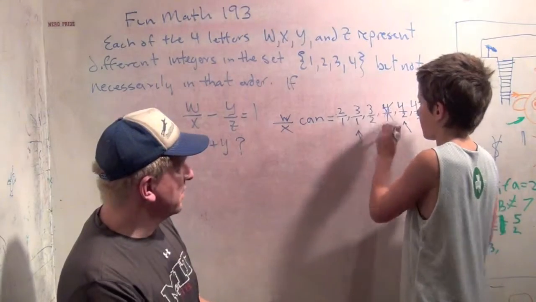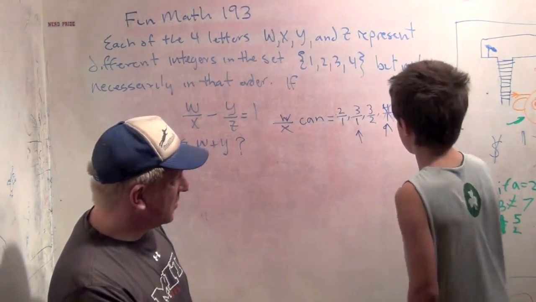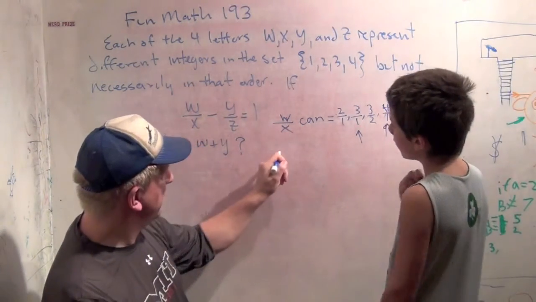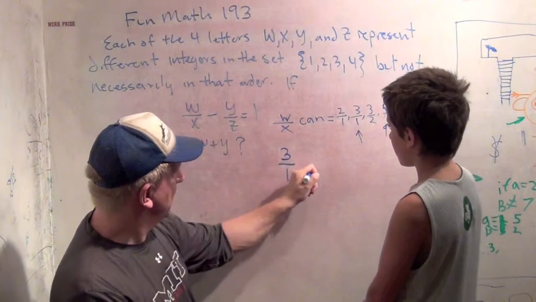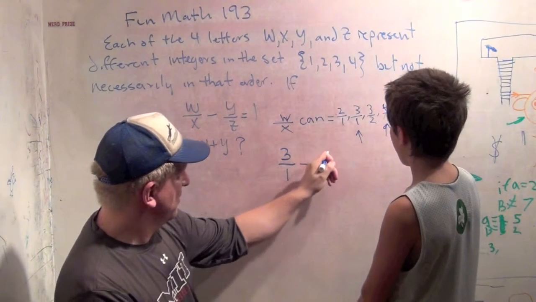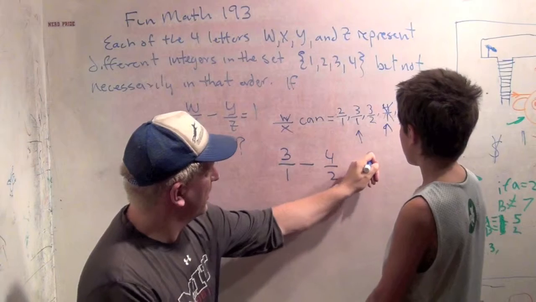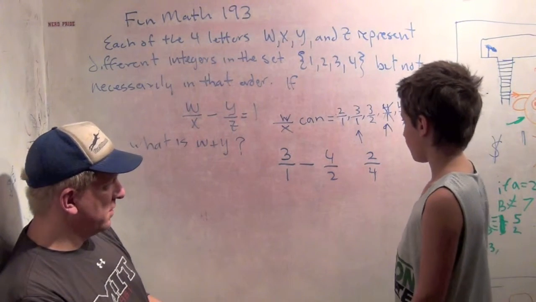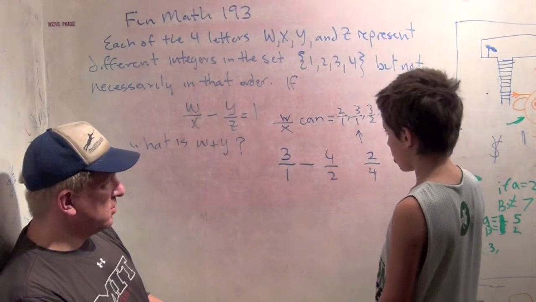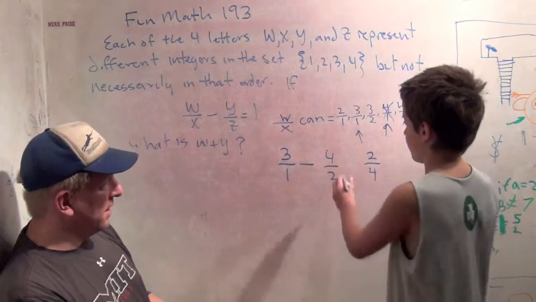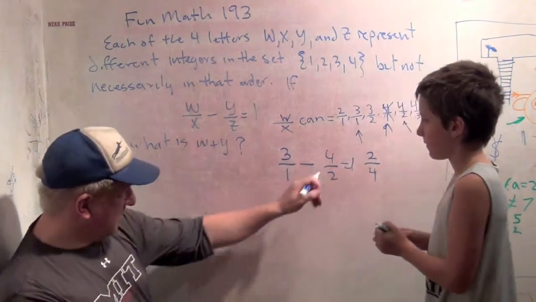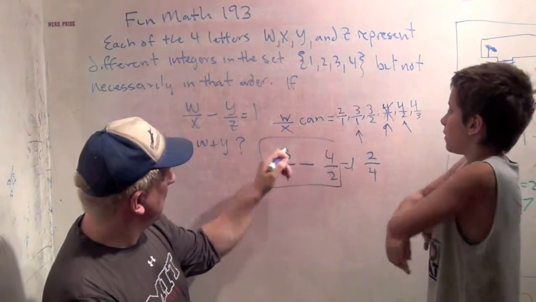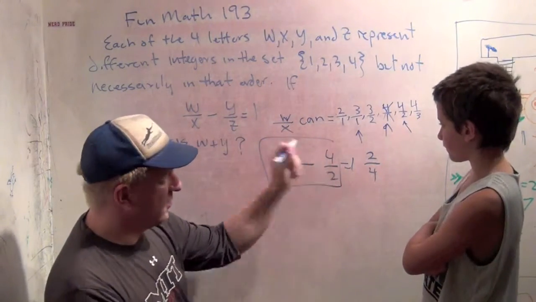Then let's check the next largest one, which is 3. So we have 3 over 1 minus, we can do 4 halves, or we can do 2/4. Well, 3 over 1 minus 4 halves. 4 halves is 2, and 3 minus 2 is 1. And we're done. Yay. And then the sum of W plus Y is 3 plus 4, which is?